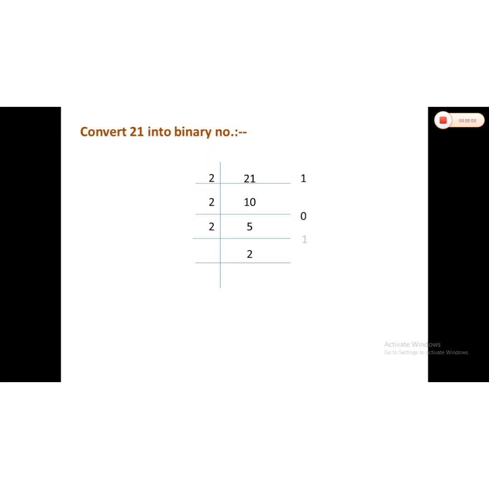Follow the same steps, and when your quotient comes as 1, you cannot divide 1 by 2, so just stop your division. Again from down to upward, take the digits, and you will get the code for 21 as 10101. And follow the same pattern.